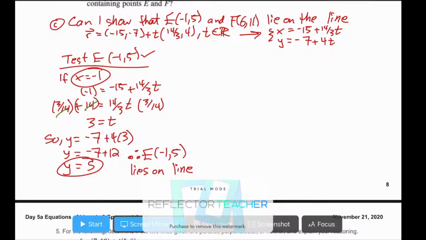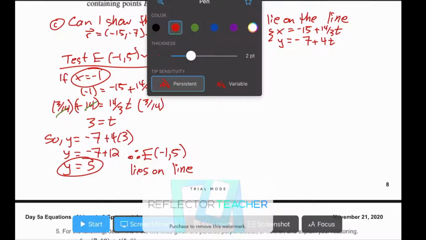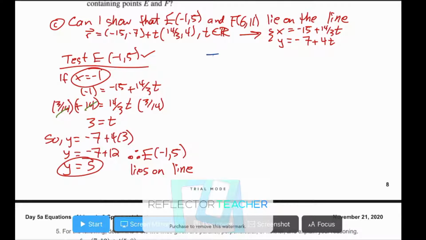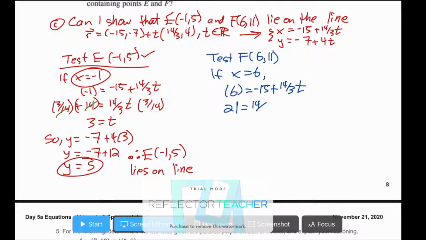Now we need to test point F. So same process again, but let's go through it, make sure we have a feel for how to do this. If x is equal to 6, take the x parametric equation for this line. Instead of x, we're going to sub in 6 = -15 + (14/3)t, and we're solving for t. Add 15 to each side, so 21 = (14/3)t. Multiply each side by 3 over 14, so t = (3/14) times 21.